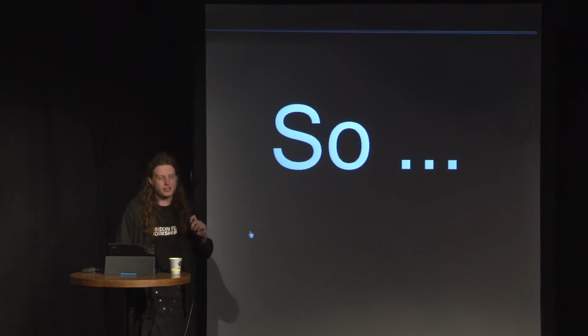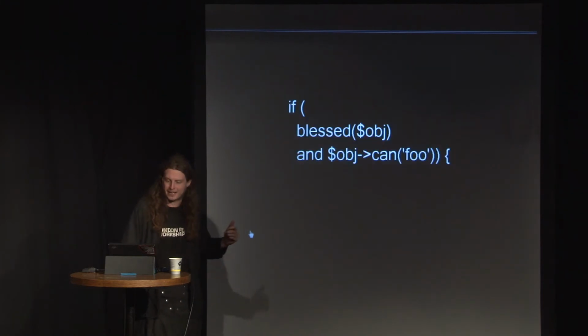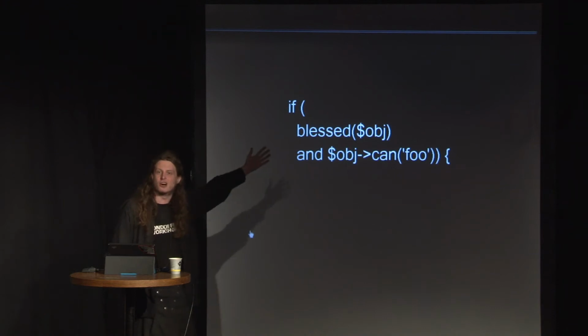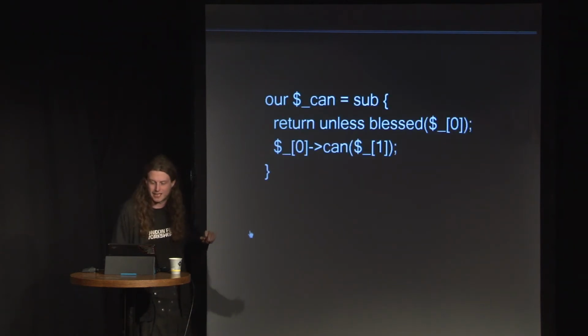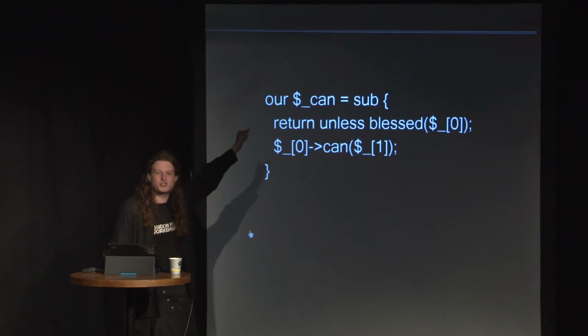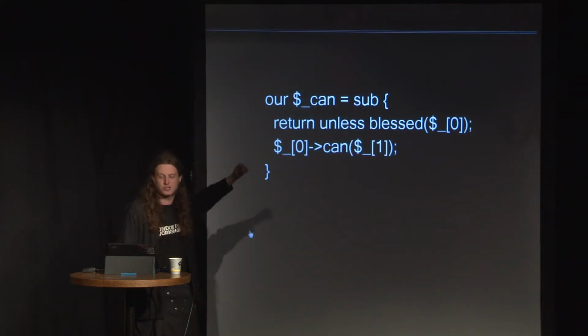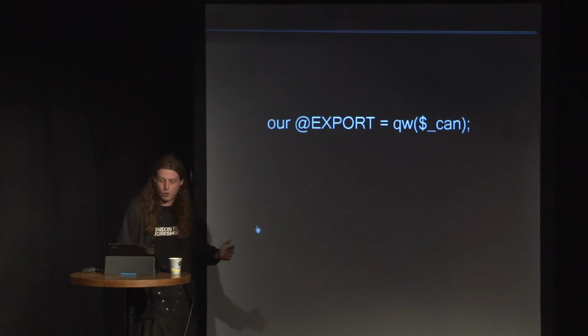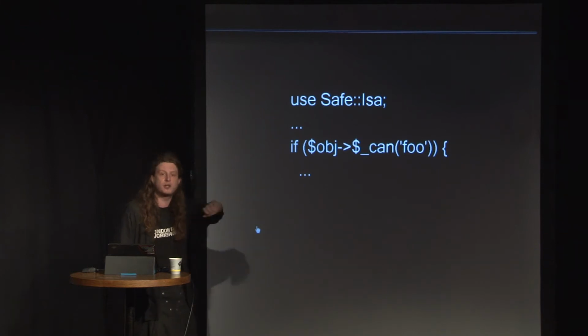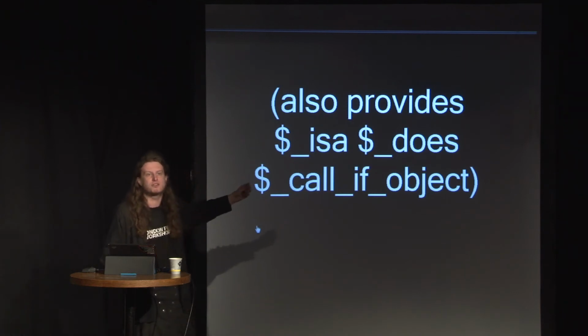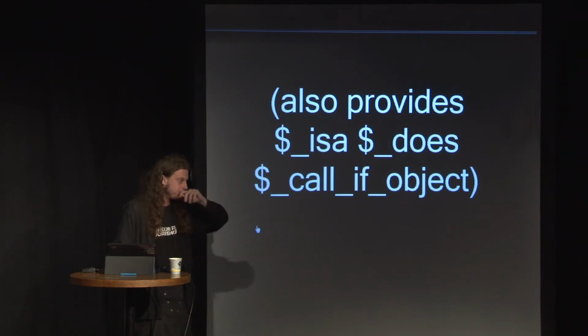At which point, I went, okay, how many times have you written if blessed $obj and $obj->can, to avoid getting an exception from can? Well, stuff that. Safe::Isa solves this problem nicely. What we do is, we write a $_can code ref that checks blessed and then calls can, and we export it. At which point, you can just call $obj->$_can, and if $obj is undef, no exception, you just don't go into the if block. So much easier, and it also provides isa, does, call_if_object. So for pretty much all of those cases, it just works fine.